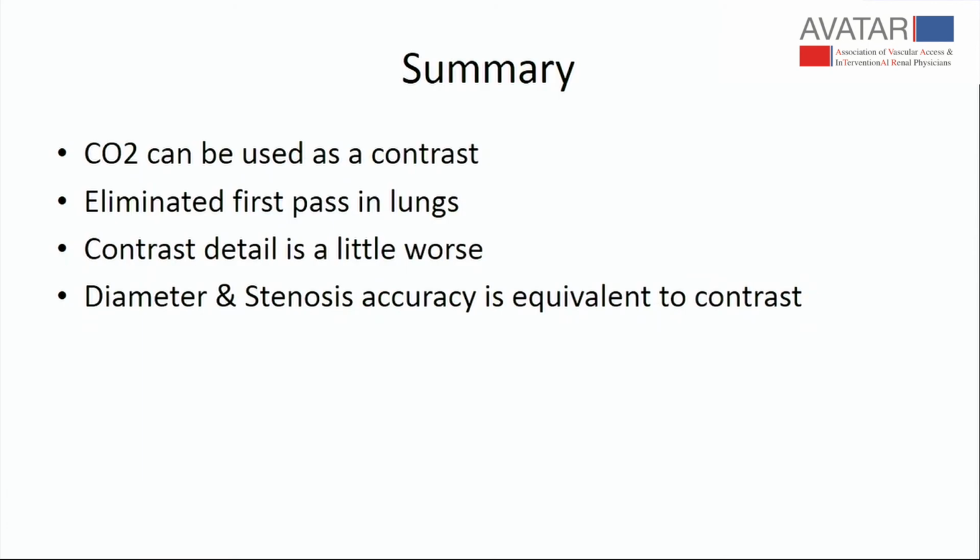So in summary, CO2 can be used as a contrast. It's eliminated first pass in the lungs. The contrast detail is a little bit worse, so you should be able to recognize that as a CO2 fistulogram or venogram. Diameter and stenosis accuracy is equivalent to contrast, so it can be used.